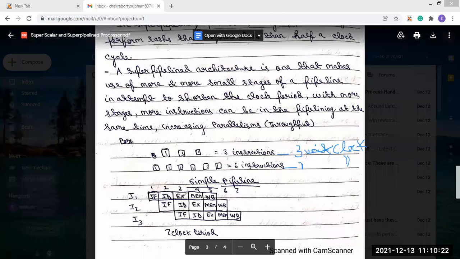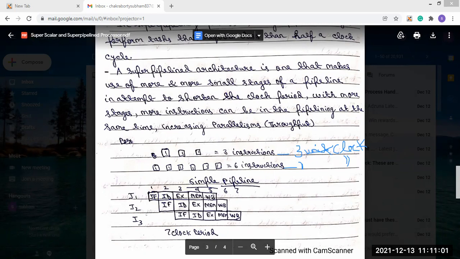Then in the third clock cycle, instruction 1 is executing. In the meantime, instruction 2 is doing the instruction decode, and the third instruction starts its instruction fetch. Then in the fourth clock cycle, the memory is used by instruction 1. In this fourth clock cycle, instruction 2 is executing, and instruction 3 is performing the instruction decode.